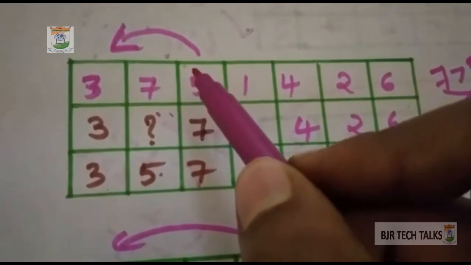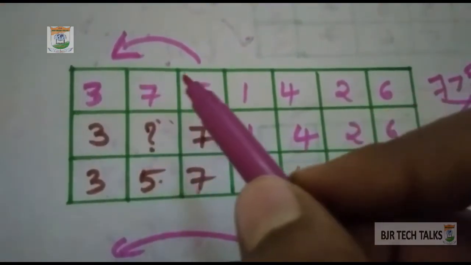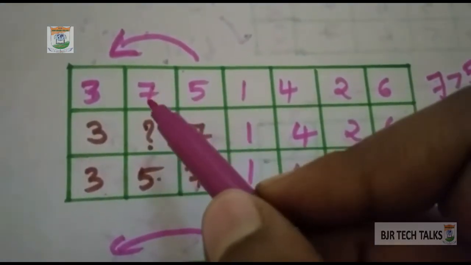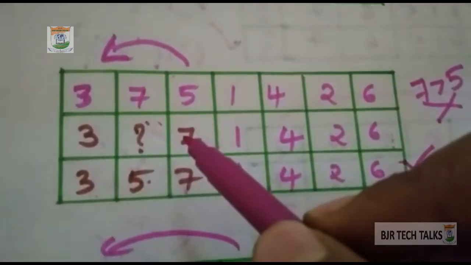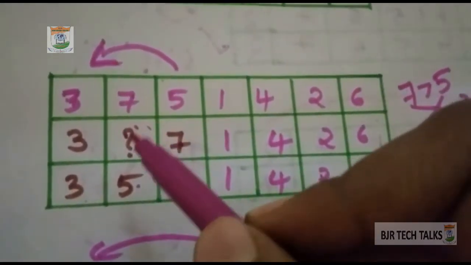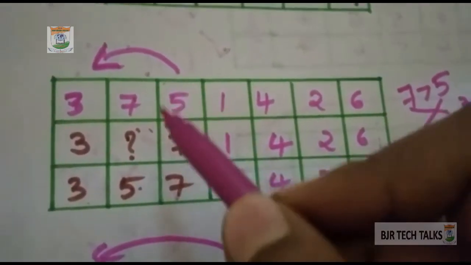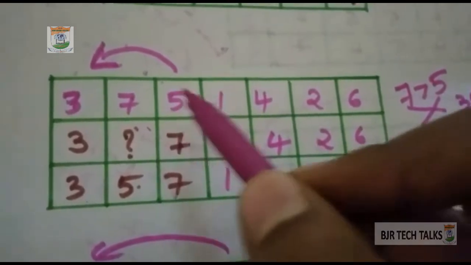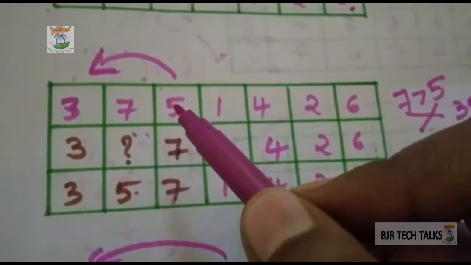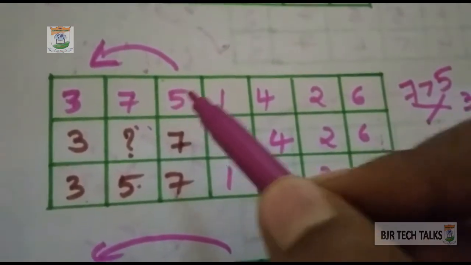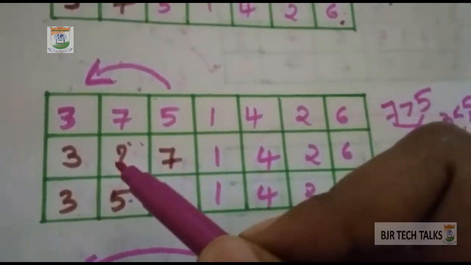Here I am comparing the third element with its previous two elements, that is 5 is compared with 7. When 7 is greater than 5, the places will change. So 7 comes here and 5 comes here, but here instead of 5 I am writing a question mark. Why? Because the place of 5 is not yet fixed, because we have to compare it with another number also.